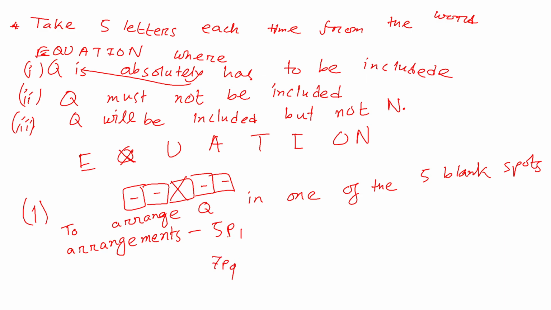Now obviously you understand that filling of Q in one of these boxes is dependent with 7P4. That is why the answer would be 5P1 times 7P4. Okay, that would be our answer.